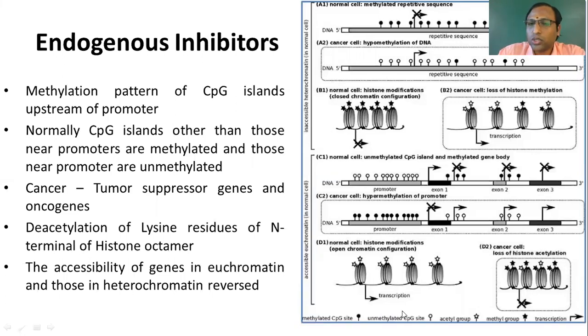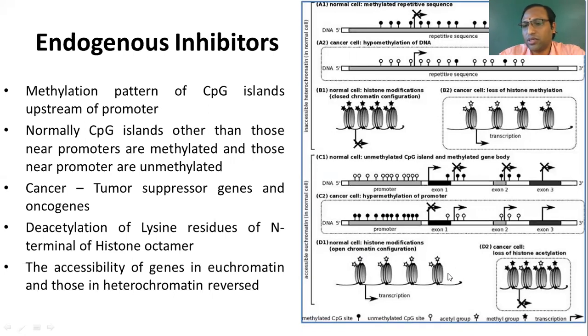So in the hypermethylation case, what is happening? You can see that the genes are also expressed. The promoter region is also present. So they start to express themselves. The transcription of exon 1, exon 2, exon 3, everything will start.